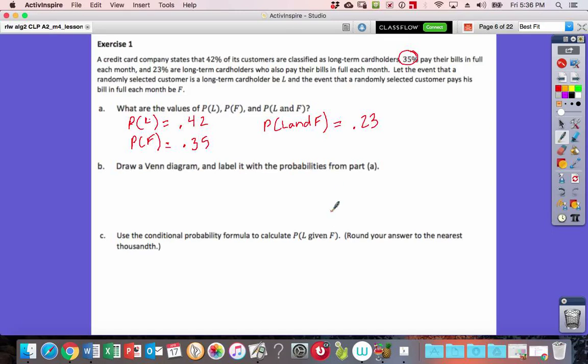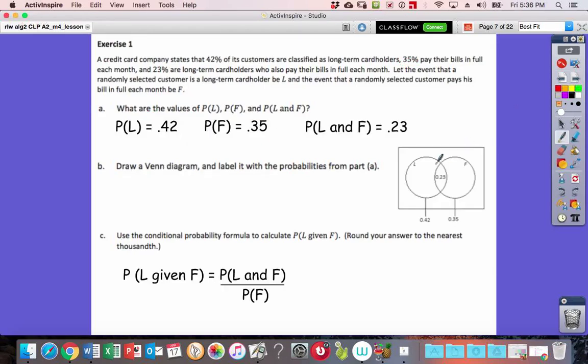Okay? Now they want you to draw a Venn diagram and label it with the probabilities from part A. Can you do that? I think you can do that. I would have the probability of L, the probability of F. Remember, one's going to come down here, one's going to come down here, and that 0.23 is going to go in the middle. Let's do a nice pretty picture. There, I did it for you. 0.23 is here. That 0.42, remember it comes out here and it's the whole circle.